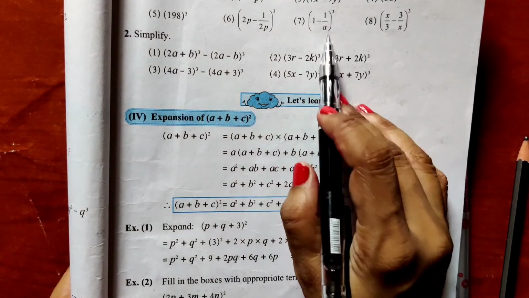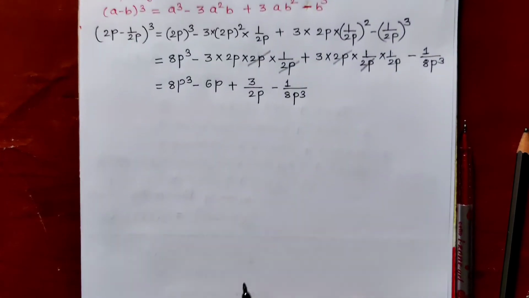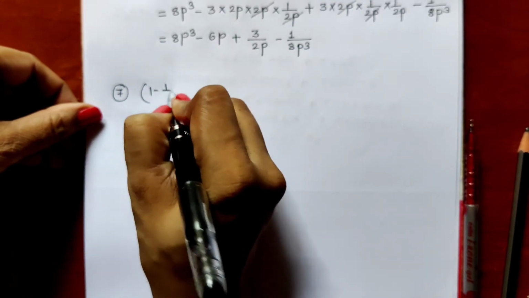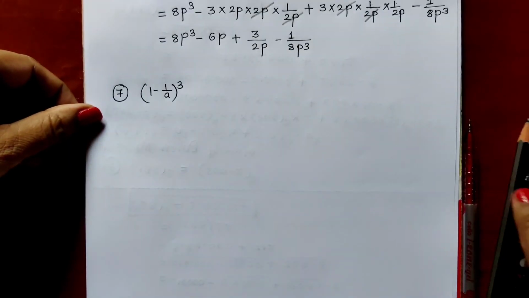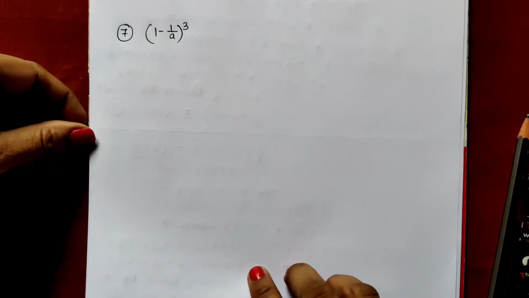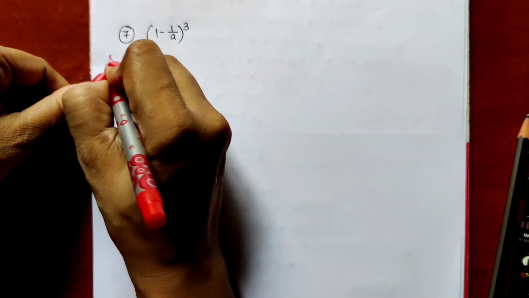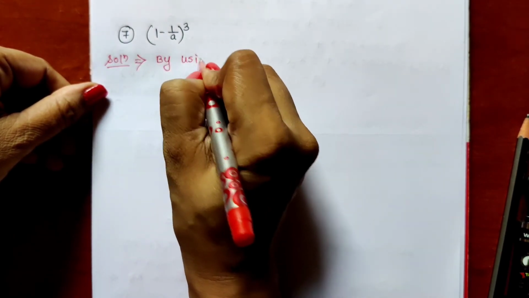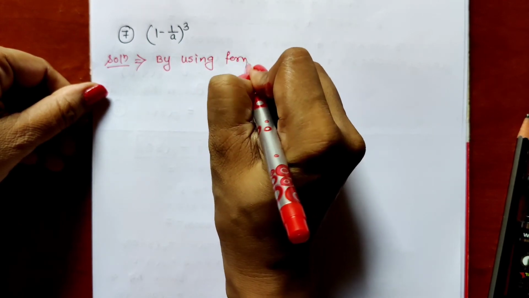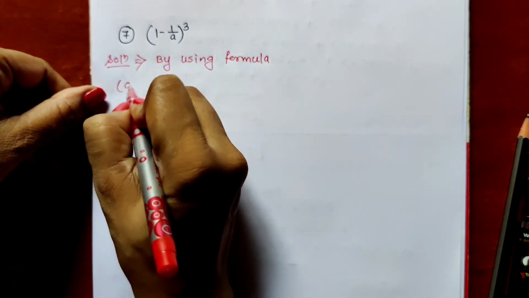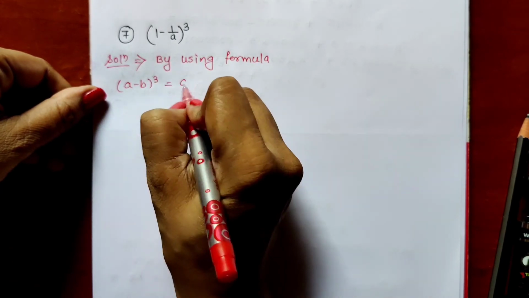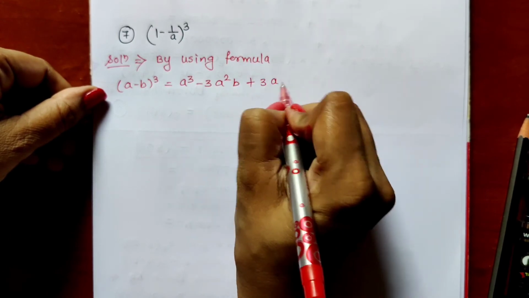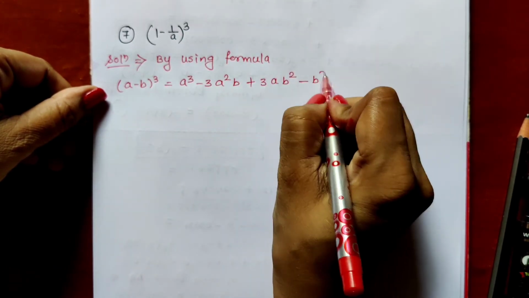Next sum, seventh one: 1 minus 1 upon a whole cube. Again start by writing the formula. A minus b whole cube is equal to a cube minus 3 into a square into b plus 3 into a into b square minus b cube.